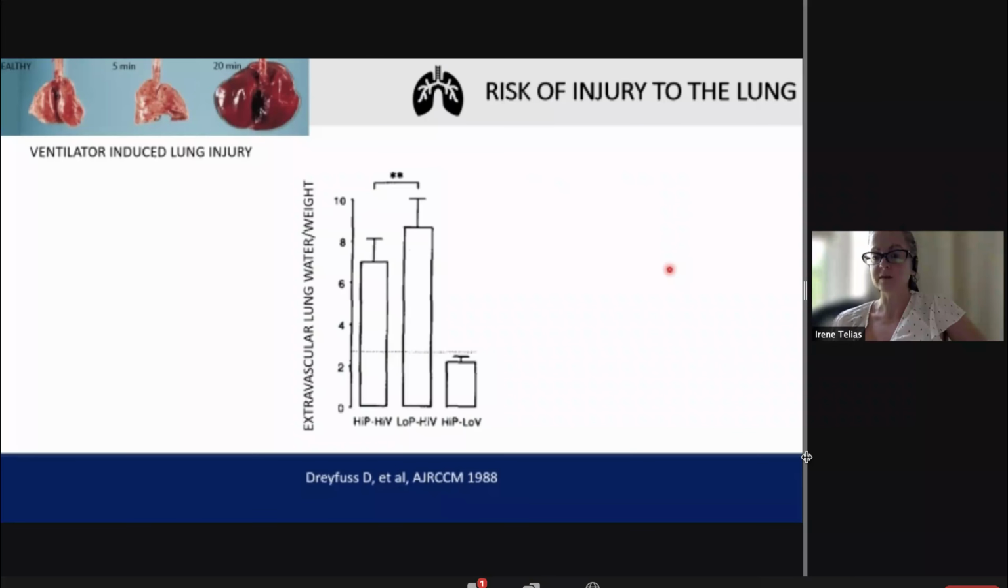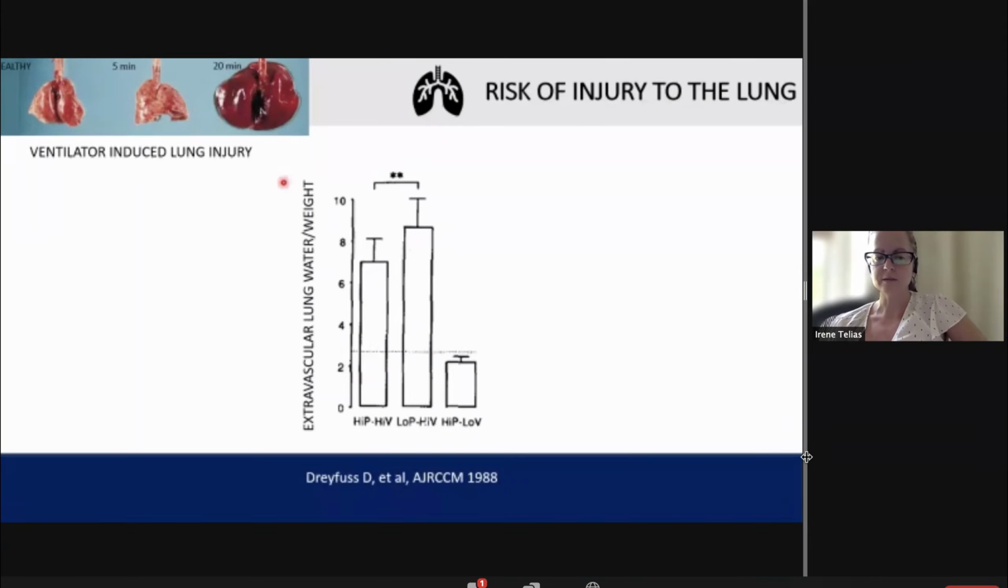And why is this important? As I said, it can provide injury to the lung, and then we'll see what happens with the diaphragm. So as a reminder, these are very graphical images of what happens to the lungs during injurious positive pressure mechanical ventilation, what we call ventilator-induced lung injury. So this is a healthy lung on the left, a lung exposed to a short time of injurious mechanical ventilation, so high pressure, high volume, and then after 20 minutes, there's really severe damage.